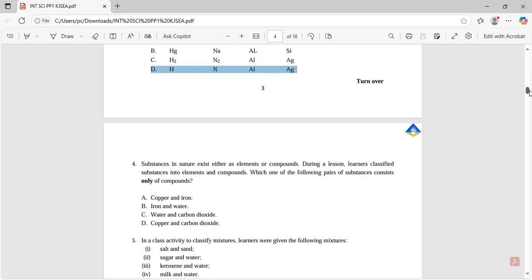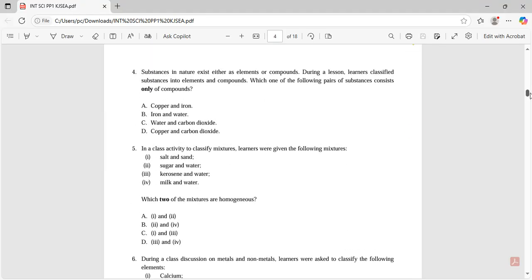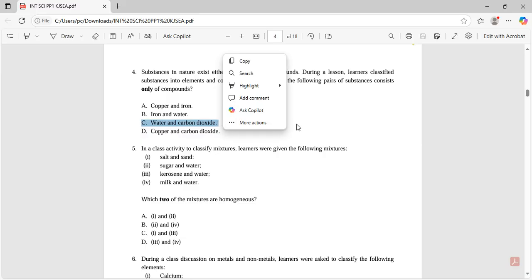Alright, turn over on your paper. You shall turn over from my screen. I shall just scroll downwards. So number 4, you're being asked, substances in nature exist as elements or compounds. During a lesson, learners classify substances into elements and compounds. Which of the following pairs of substances consist of only compounds? Copper and iron? No, copper is an element, iron is an element. Iron is an element, water is a compound. Water and carbon dioxide, I guess the answer is water, H2O, carbon dioxide, CO2. Copper and carbon dioxide, copper is an element. So number 4, C. Water, H2O, carbon dioxide, CO2. Moving on swiftly downwards.